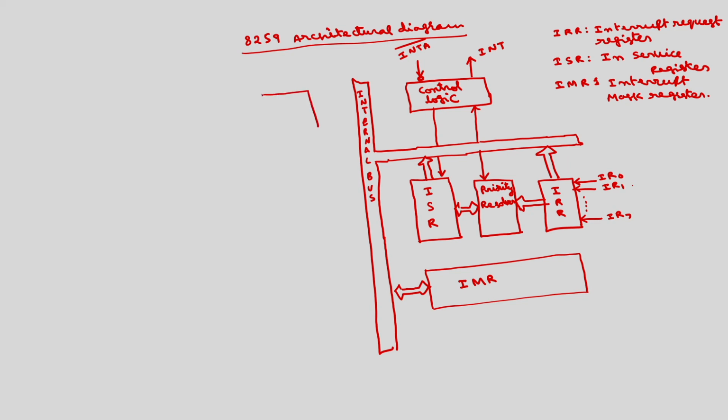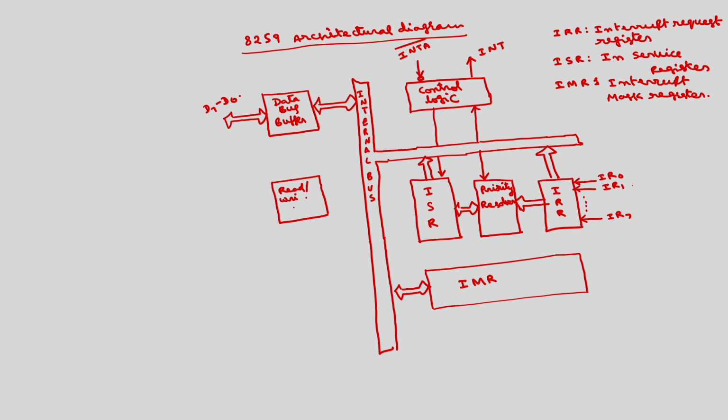Similar to 8254, there is a data bus buffer which will be used to transfer the control signals and status signals of 8259 with the microprocessor. This is an 8-bit data bus which has to be connected to the data bus of 8086, D7 to D0. Then we have the read write logic, which is also similar to 8254.